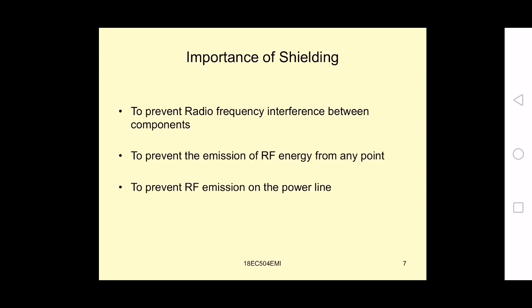Importance of shielding. Why are we going for shielding? To prevent radio frequency interference between the components. As radio frequency waves are generated, there will be interference. That is radio frequency interference, and to prevent it between components, we go for shielding.